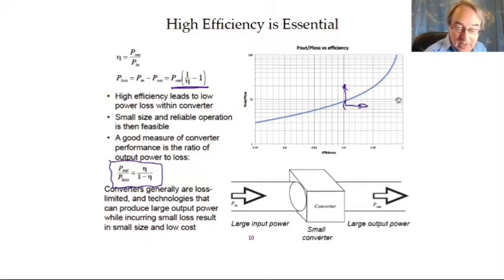So the higher we can get on this curve, the smaller our converter can be, and the more input and output power it can produce. This drawing here is meant to represent a very small size converter with very large input and output power. So we have a very small converter with very high efficiency that processes a very large amount of electric power.